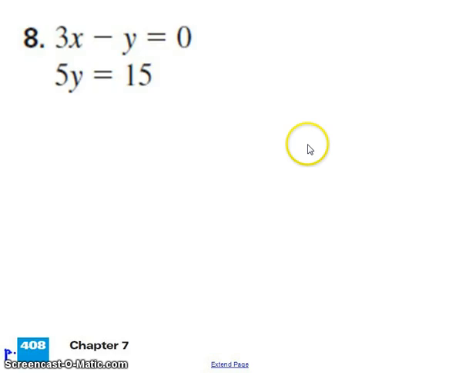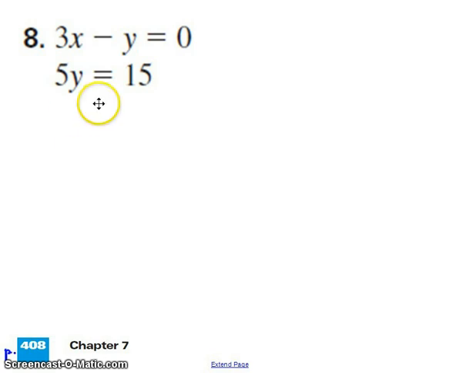Let me use an example that's different than the one the textbook starts with. I'm going to start with question 8 off of page 408. And here's what you were given. This is a linear system. In other words, two different equations, two different linear equations more specifically.